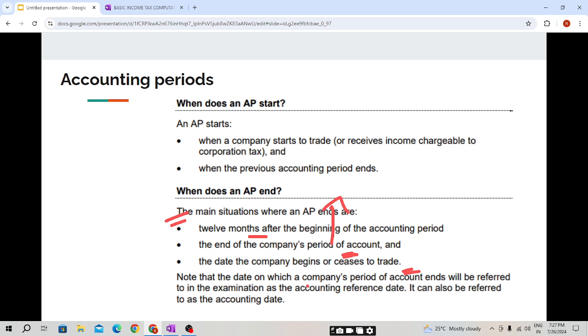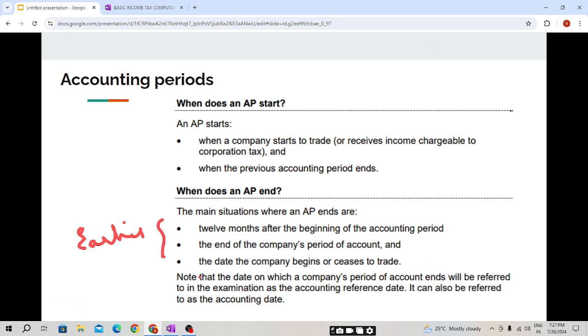Note that the date on which a company's period of accounts ends will be referred to in the examination as the accounting reference date. It can also be referred to as the accounting date. So students, the accounting period will end on the earlier of these three dates.